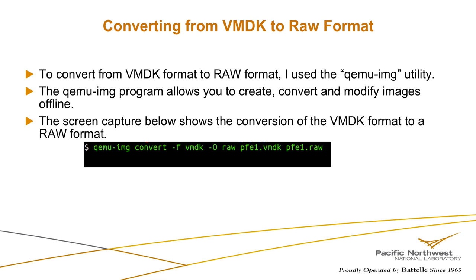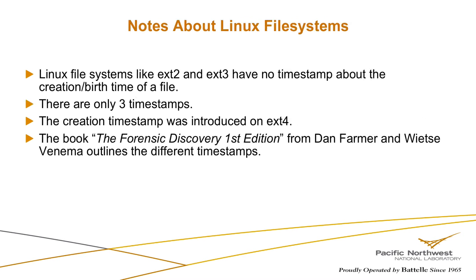So, okay, I've now got a raw image, but let me talk just a few minutes about Linux file systems. Generally, you install Linux and you get either an ext2, ext3, or ext4 file system. Red Hat has now made their standard XFS with RHEL 7. But in ext2 and ext3, you had three timestamps.